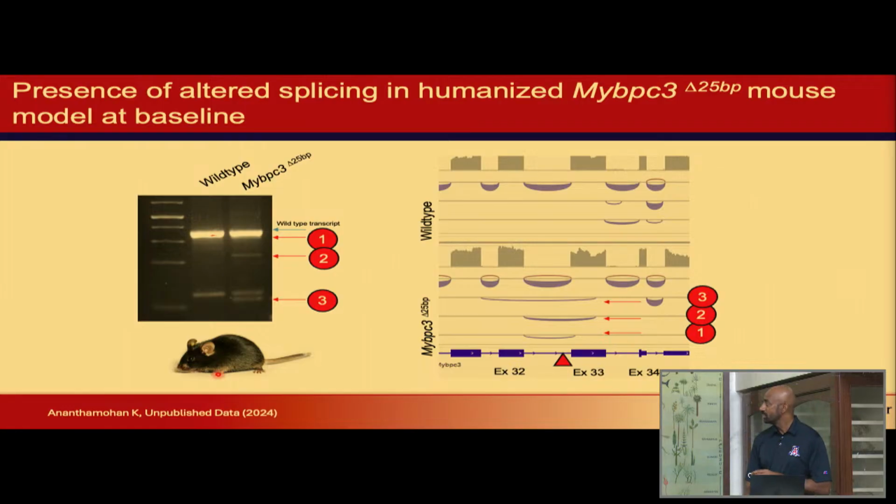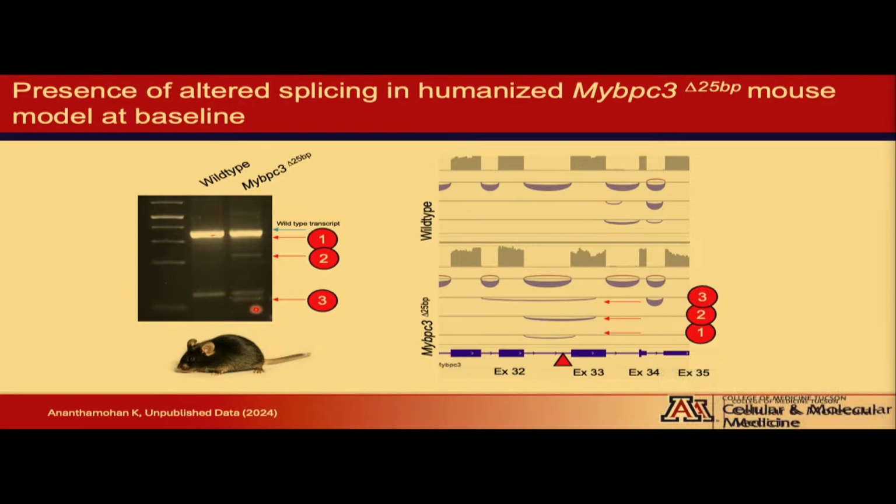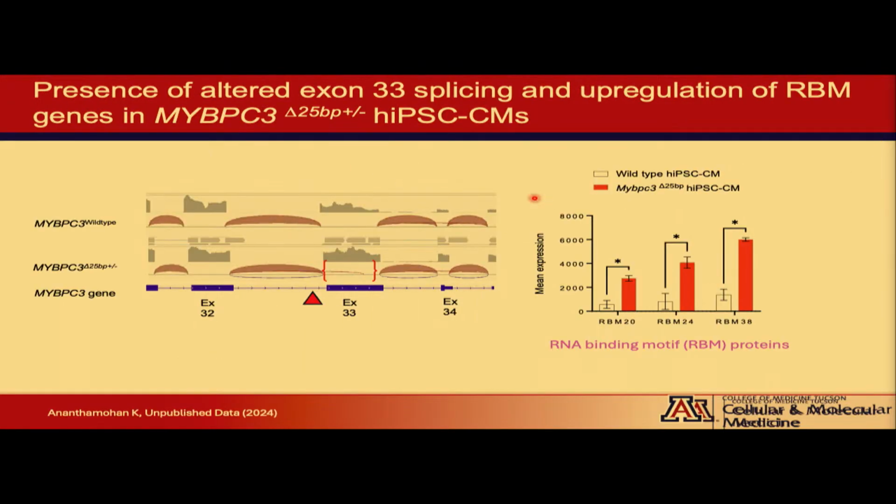Also in the knock-in mice, we see clear altered splicing in the mouse model carrying the 25 base pair deletion. This is an RNA-seq. Again, you can see all the potential splicing occurs with the 25 base pair deletion. Here we have the normal splicing. So definitely the 25 base pair deletion causes altered splicing.